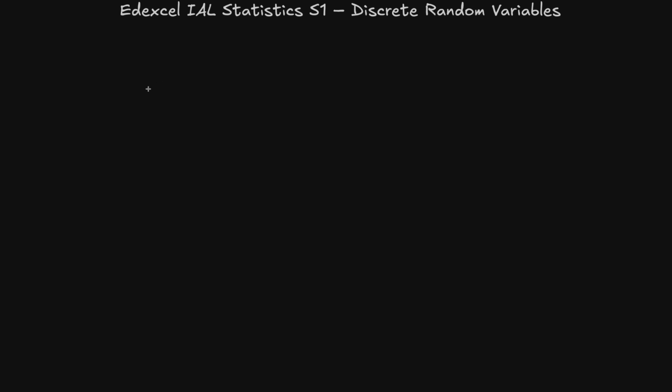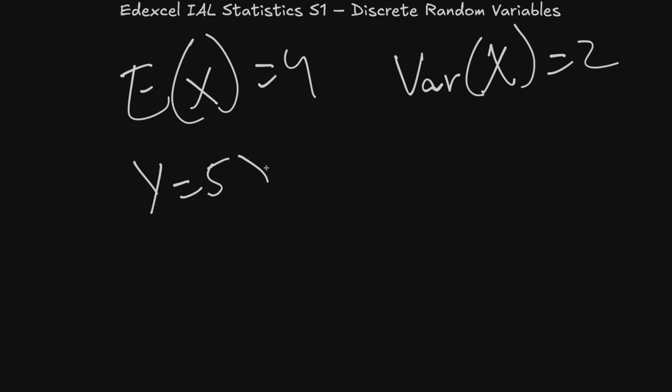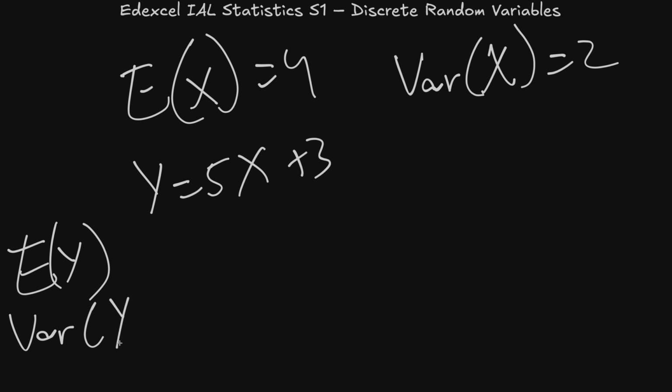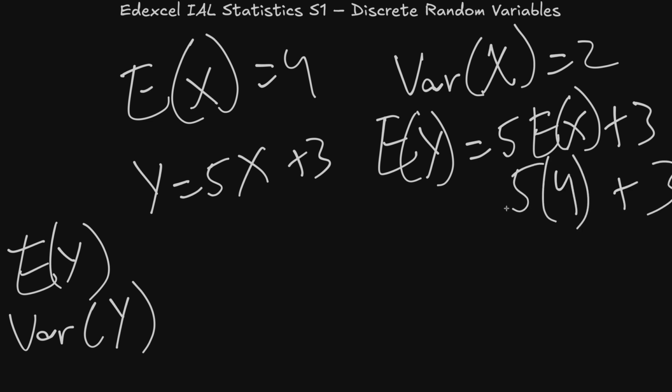So let's take another example. Suppose that the E of X equals 4, and the variance of X equals 2. Let Y equal 5X plus 3. We need to find the mean of Y and the variance of Y. So the mean of Y is equal to 5 multiplied by the mean of X plus 3, where the mean of X is basically 4 multiplied by 5 added to 3, which is our answer, 23. This is the mean of Y.